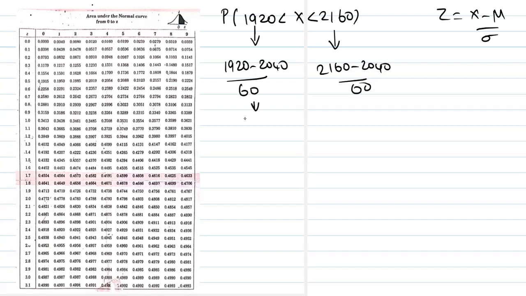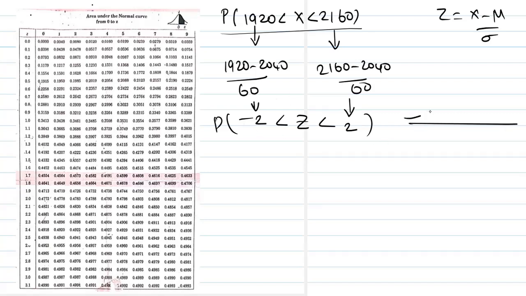So this will give me the value as minus 2. This will give me the value as plus 2. So the value which was in X has now converted into a value in Z. So where is the region I have? The region which I have is going to be from minus 2 to plus 2. So this is going to be the line Z equal to 0. This is going to be minus 2 and this is going to be plus 2. So I want the region between minus 2 to plus 2. So this is my required area which I need to compute.